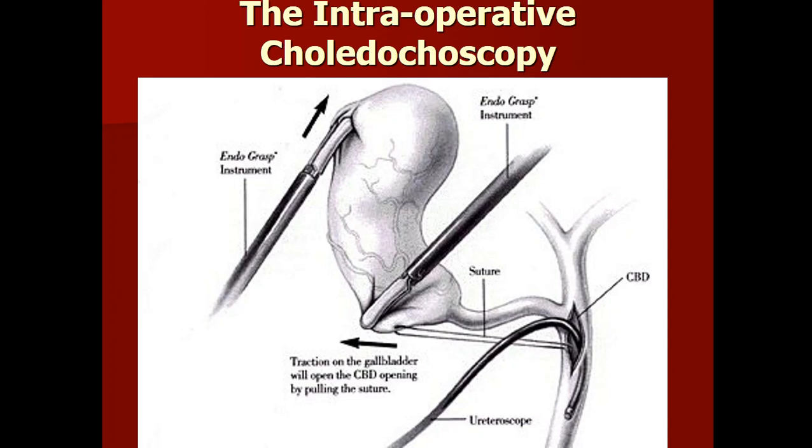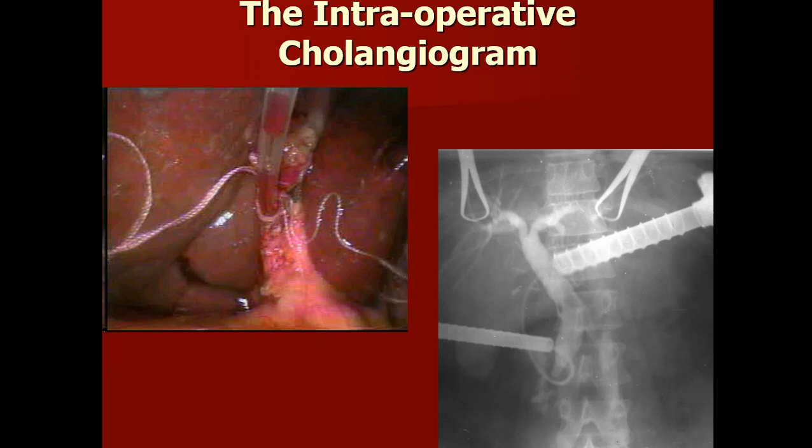When there is suspicion for common bile duct stones, the intraoperative cholangiography is performed, with the traction of the gallbladder to have a nicely open common bile duct. That's how the typical intraoperative cholangiogram looks. You may see the tube inserted in the common bile duct and contrast in the bile ducts. You may also see 2 stones in the common bile duct.